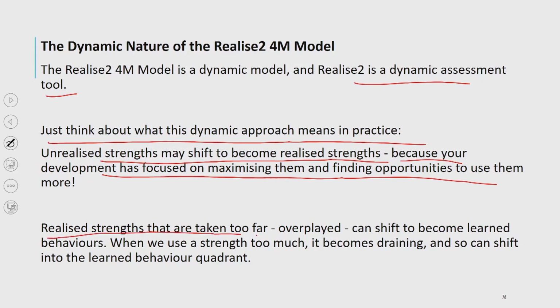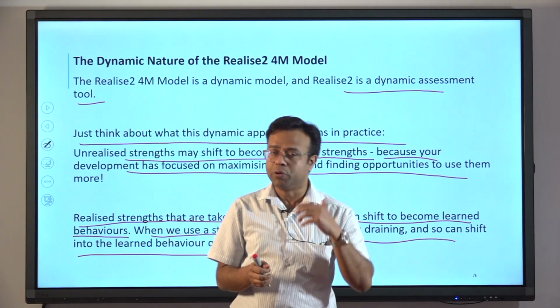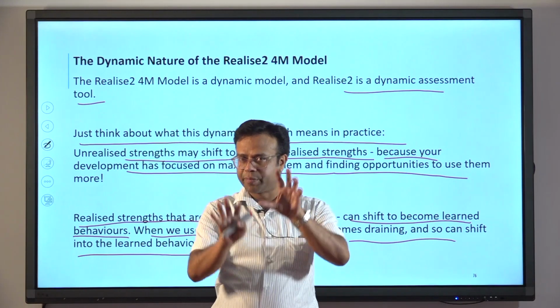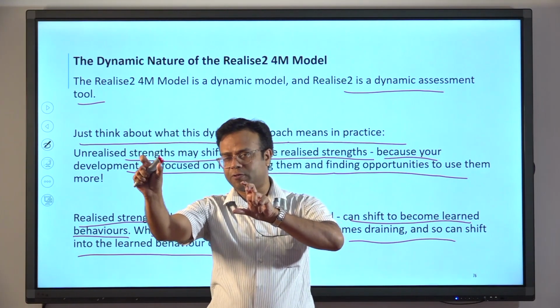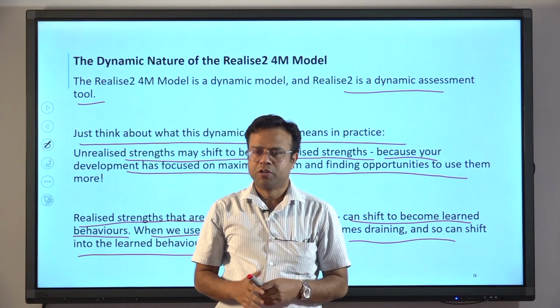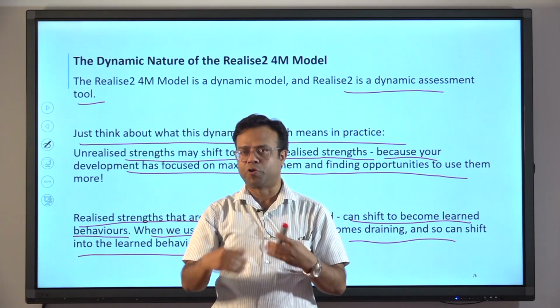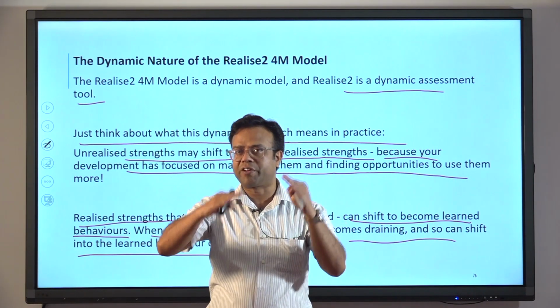Realized strengths that are taken too far, in the sense of overuse of certain realized strengths, can become a learned behavior category where you don't get further passion from those strengths because you have overused them. So when we use a strength too much, it becomes draining and can shift to learned behavior. Not necessarily it can become, it will become. So that is the meaning of dynamic. One category can shift into another category depending on the use. The strengths are not fixed categories, they can keep changing.